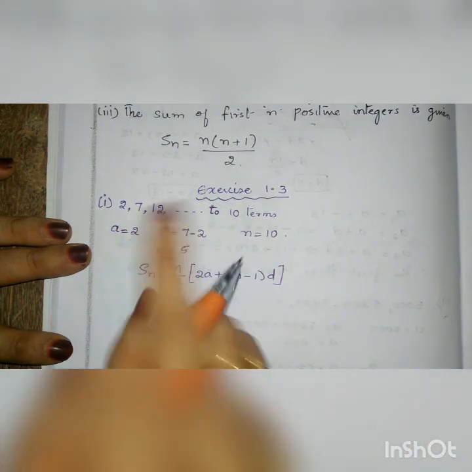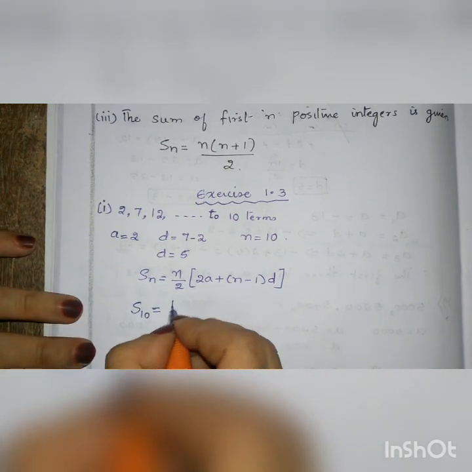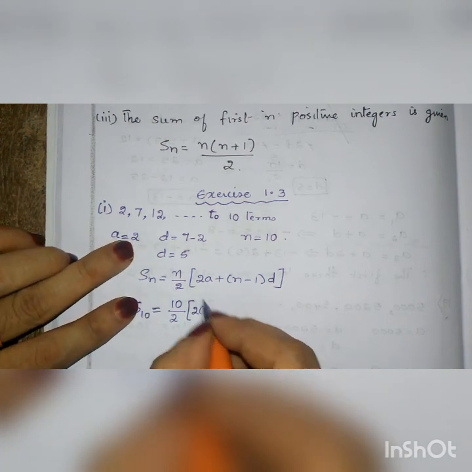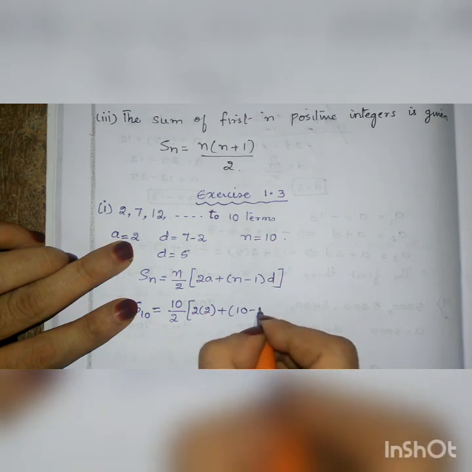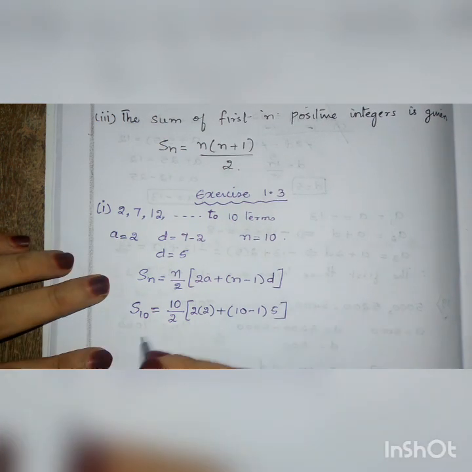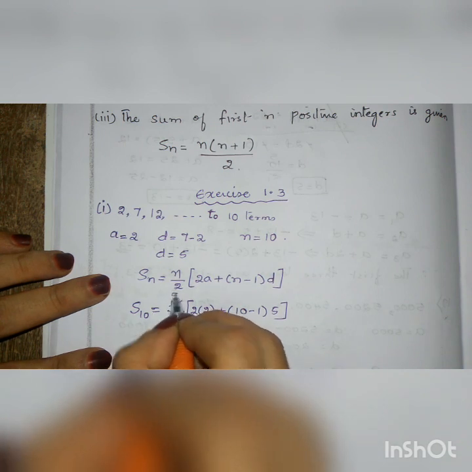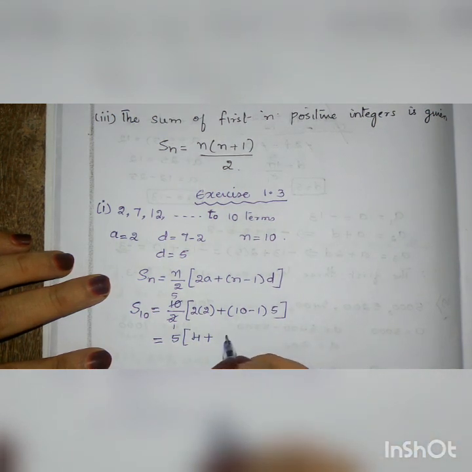Let us substitute the values. S10 = 10/2 [2a, a is nothing but 2, in place of a we write 2, plus (10 - 1) d, d is nothing but 5, in place of d we will write 5]. Now we know that 2 divides 10: 2 ones are 2, 2 fives are 10, so 5 we will write as it is. 2 twos are 4 plus (10 - 1), 9 into 5.